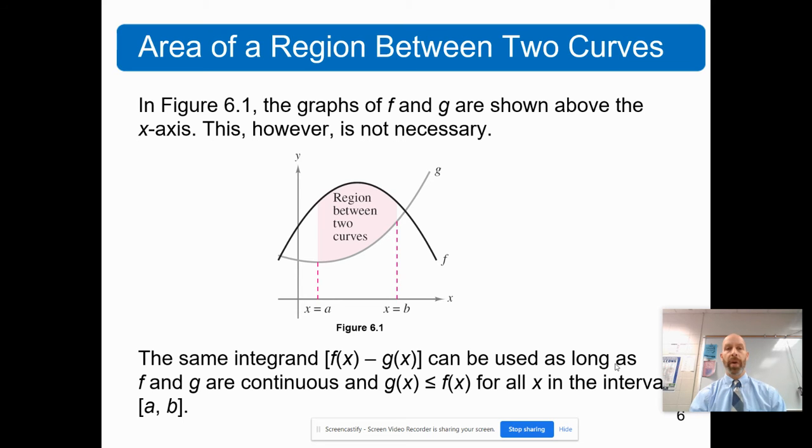In figure 6.1, the graphs of f and g are shown above the x-axis. This, however, is not necessary. The same integrand, f minus g, can be used as long as f and g are continuous and g of x is less than f of x for all x in the interval.